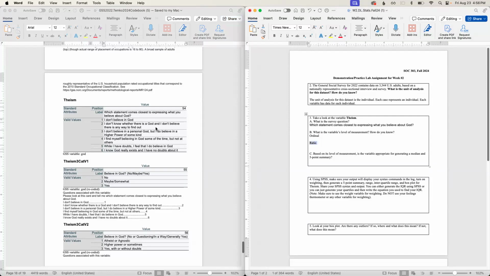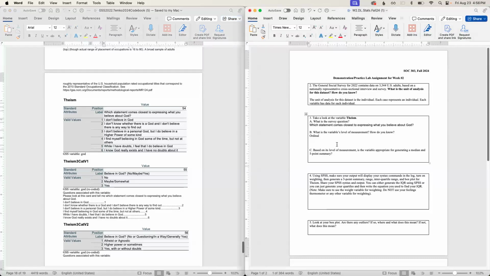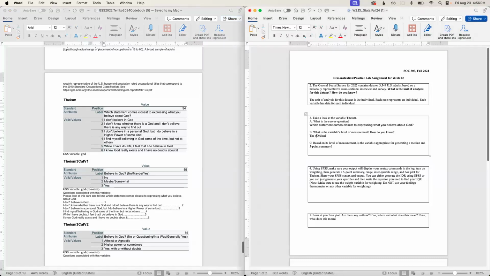And then is it ratio? So for ratio, these would need to be actual numbers that have that mathematical meaning, where 0 would be like the absence of belief in God. 4 would be double belief of 2. It would be like something like if we had income in dollars or hours worked or something like that. And this isn't that. And so this one is ordinal. Okay, so the variable is ordinal.